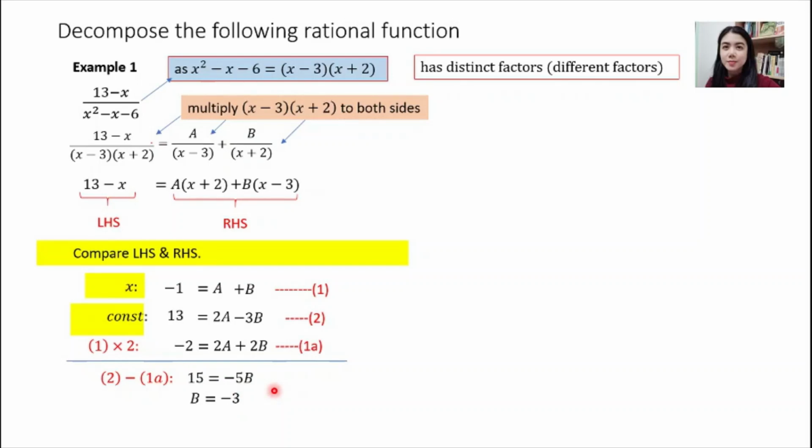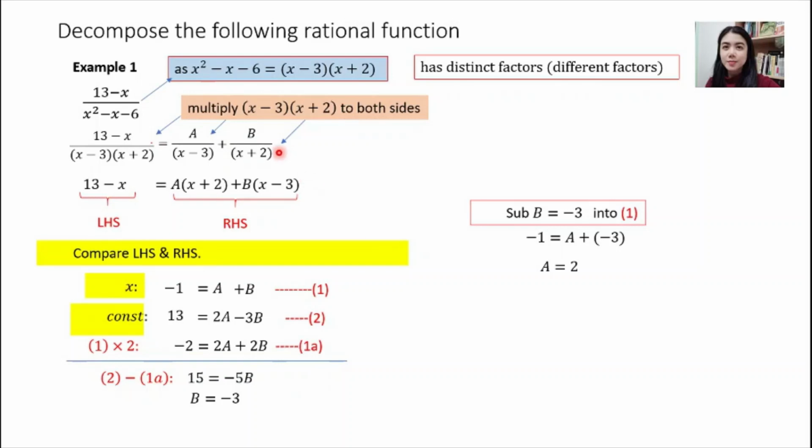So once we have the value of b, we need to know the value of a. So you substitute your b equal to minus 3 into your number 1. So substitute into here, and when you substitute into here, you have this one. Okay, so then your value of a is actually 2. Once we have known the value of a and b, then we have to write the result.